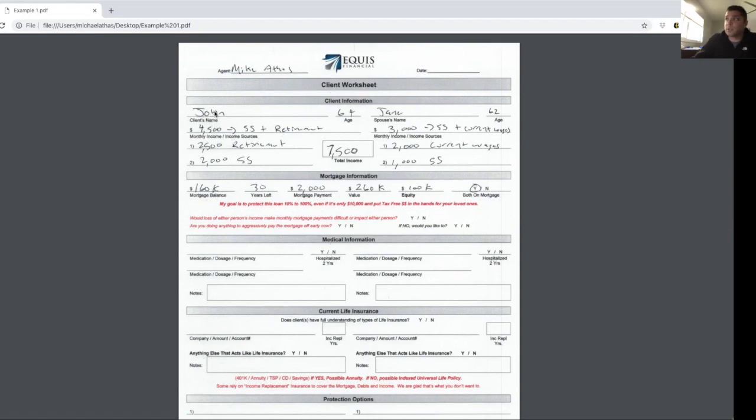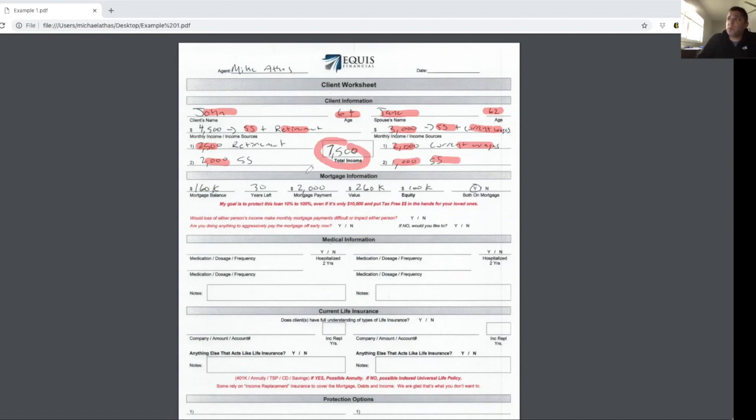So what I'm going to do is, using this example, I'm going to have John and I'm going to have Jane. John's 64. Jane is 62 years old. Using this worksheet here, I have it set up so that John is bringing in about $4,500 a month. It's going to be a combination of Social Security and retirement. And then Jane is going to bring in a total of $3,000 a month, which is Social Security and current wages. Let's say she has a part-time job or something like that. John's income is going to be based off of the $2,500 that's coming in from retirement and the $2,000 of Social Security. And then, like I said, Jane's going to have the $2,000 of current wages and $1,000 Social Security. They have a total of $7,500.